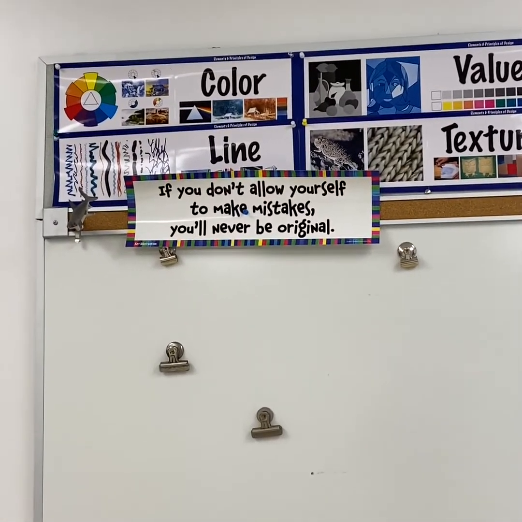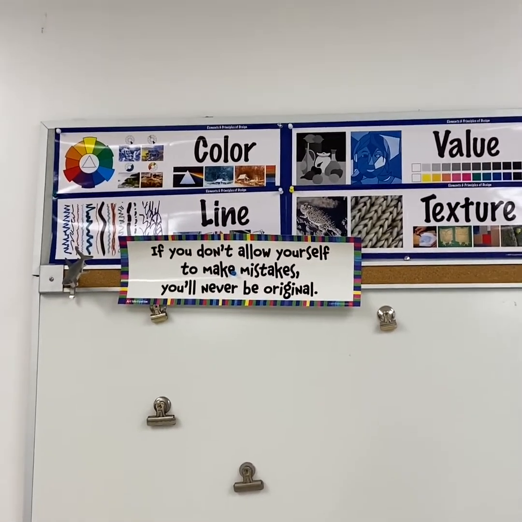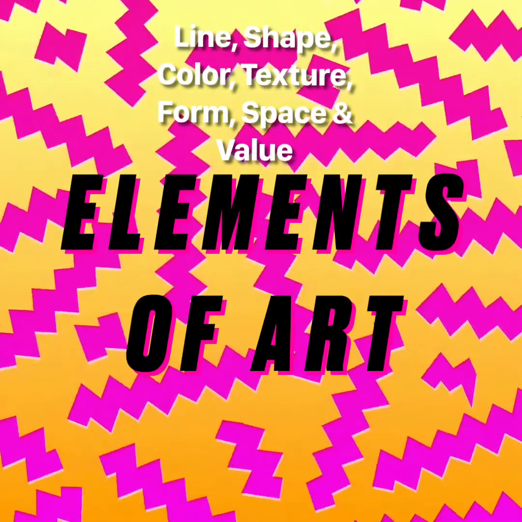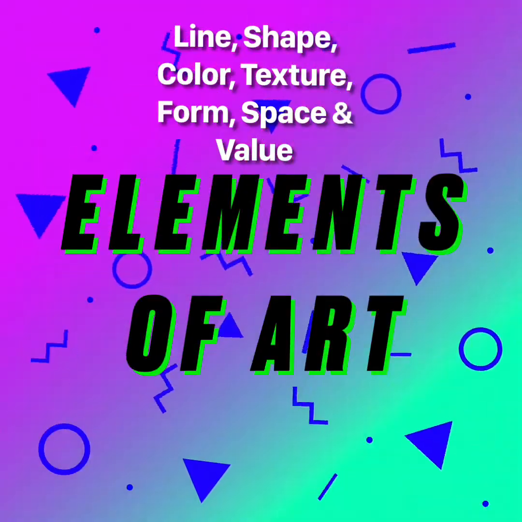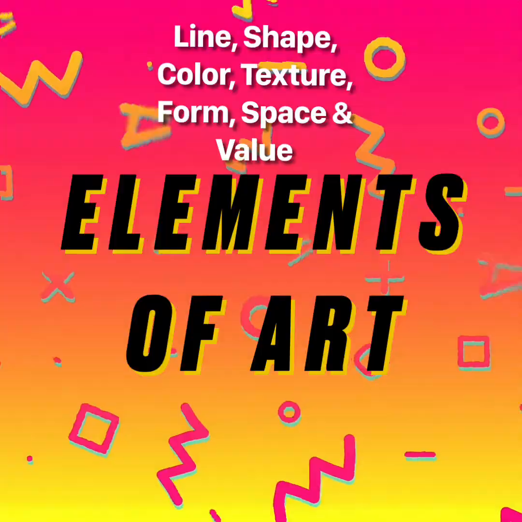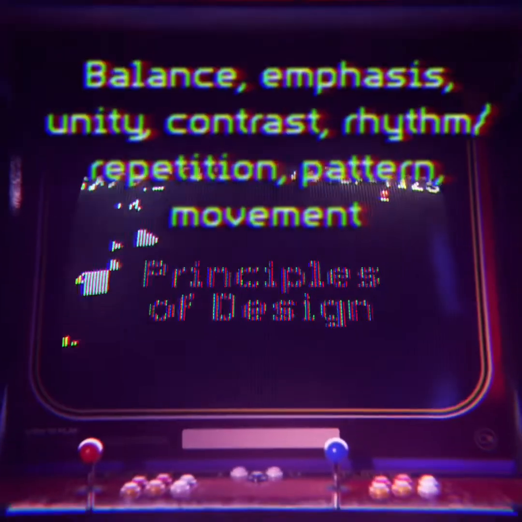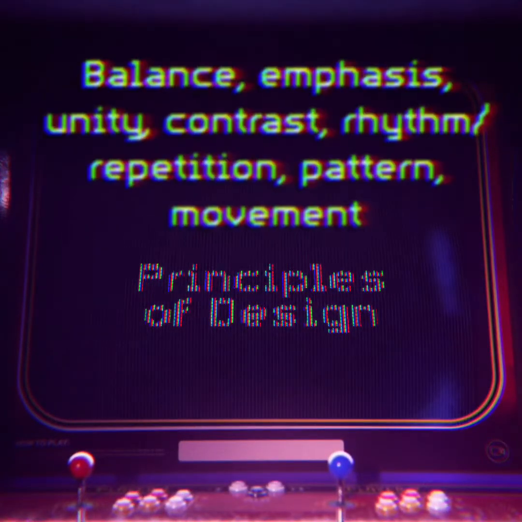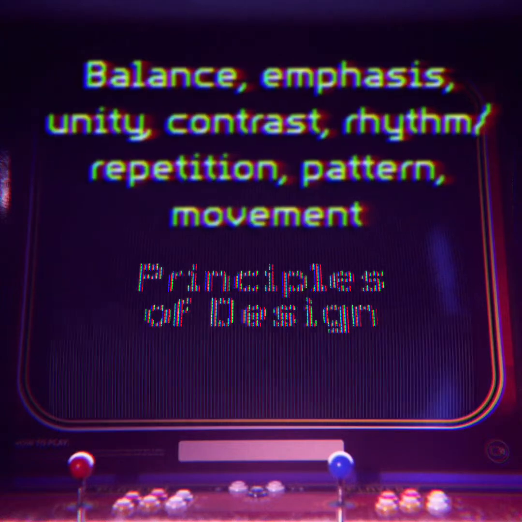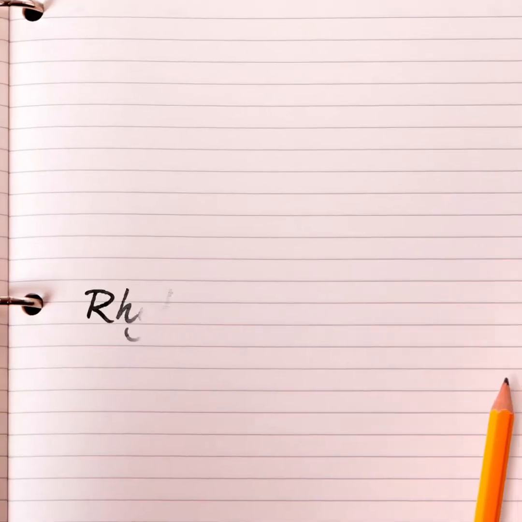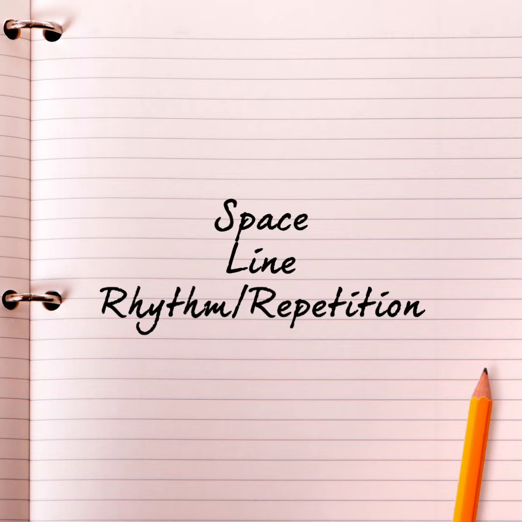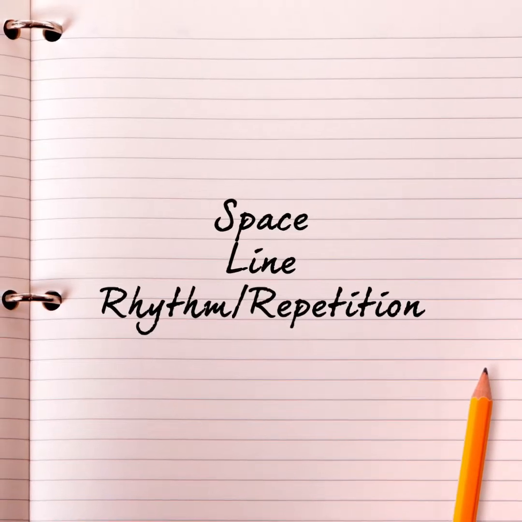Up here on the board, we have the elements of art and principles of design. The elements of art are line, shape, color, texture, form, space, and value. Principles of design are balance, emphasis, unity, contrast, rhythm or repetition, pattern, and movement. So for our lesson this week, we're going to focus on the elements of art that are space and line. We're also going to use the principle of design, rhythm, and repetition.